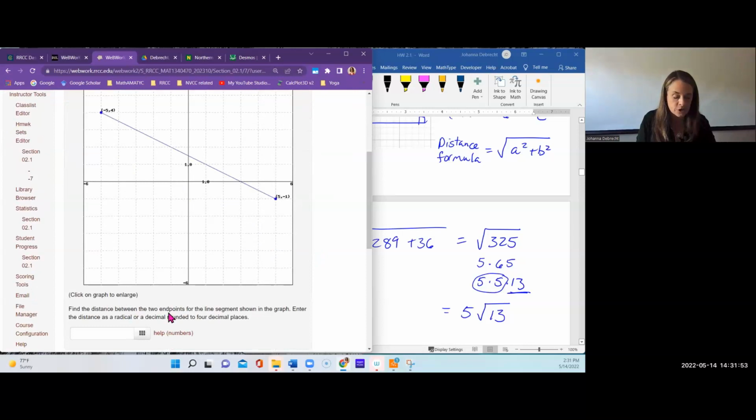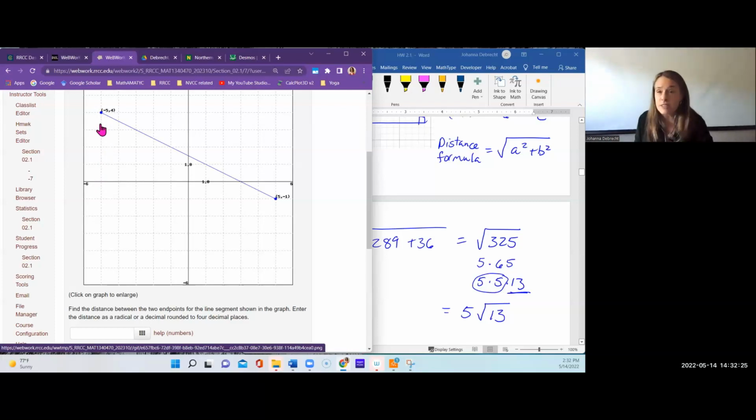Find the distance between the 2 endpoints for the line segment shown in the graph. Well, the only thing that's missing here are the ordered pairs. So again, you will start at the origin and we'll count to the right, 1, 2, 3, 4, positive 5, down 1, negative 1. Back to the origin, I have to go left first, 1, 2, 3, 4, 5, negative 5 because I went left, up 1, 2, 3, 4, negative 5, 4. Now it's just like the previous 2 problems, finding the distance formula.